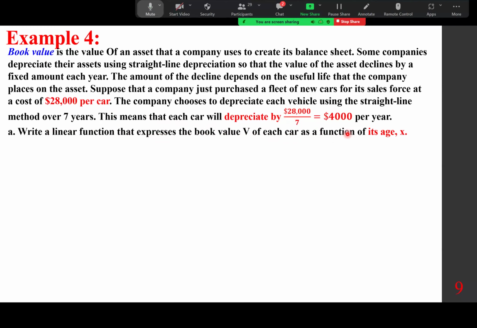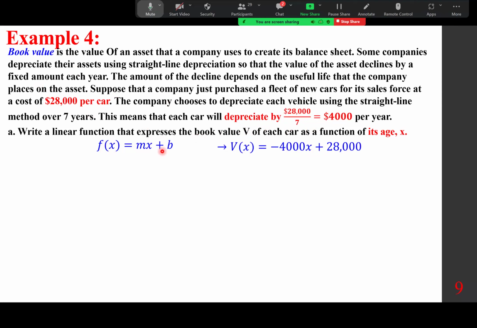Well, y or f of x equals mx plus b. Because we're going to go with the value, we're going to change this to V of x. M is 4,000, but it's depreciating, so it's negative 4,000 x plus b. How much did we purchase it for in the first place? 28,000. This means if you replace the x with 7, over the course of 7 years, it will be worthless. $0.